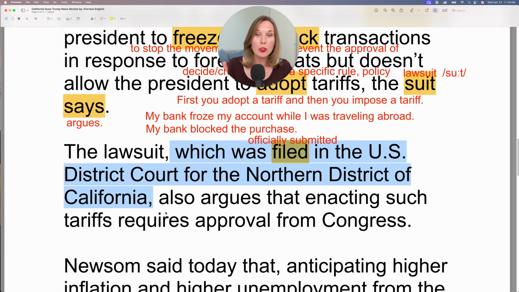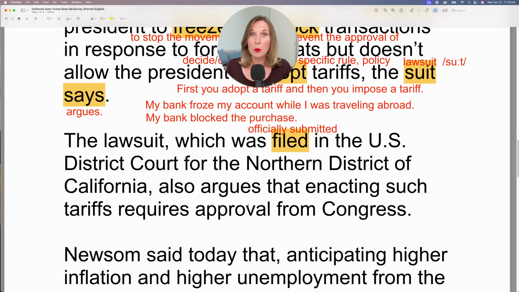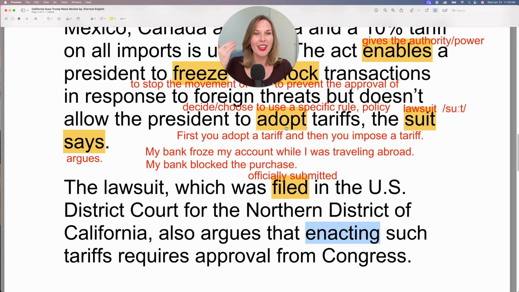The lawsuit also argues, so again, that verb argue, which means states with evidence or supporting information. The lawsuit also argues that enacting such tariffs requires approval from Congress. Let's review this verb to enact, because now we can add an additional step. To enact means to make it official or legal.